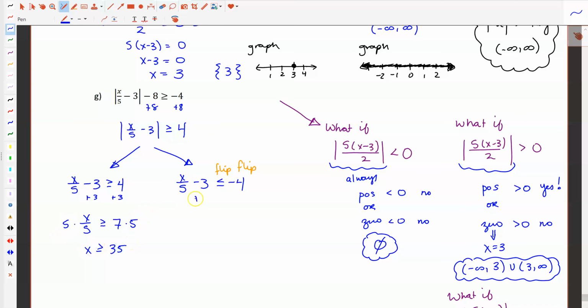All right, other case, add 3 to both sides, x over 5 is less than or equal to -1. Multiply both sides by 5, x is less than or equal to -5.